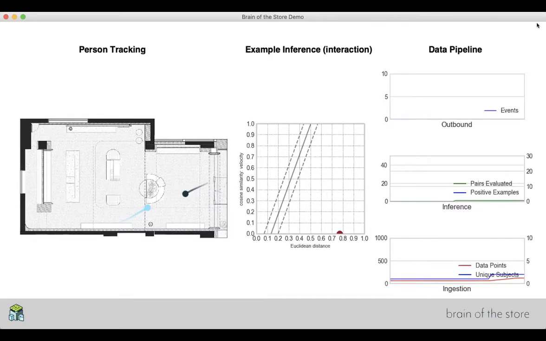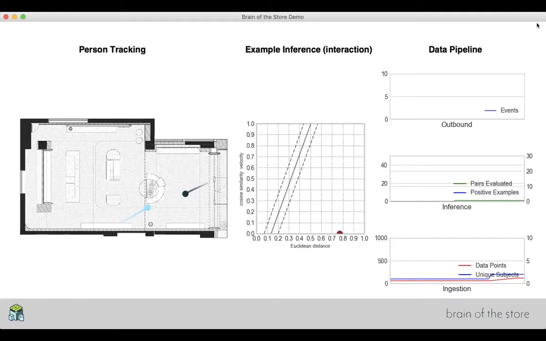At the bottom, we have the number of unique data points per second that are being ingested. Currently, it's pretty low because there are just 2 people in the store. Unique subjects, there are just 2. Up above that, we have some metrics around our inference engine, number of pairs that are evaluated. Currently, that's just 1 pair being evaluated. Positive examples, we haven't found any positive examples using inference yet. And then at the top, we have some metrics on our outbound API, the number of events that it's producing per second, which is currently 0.